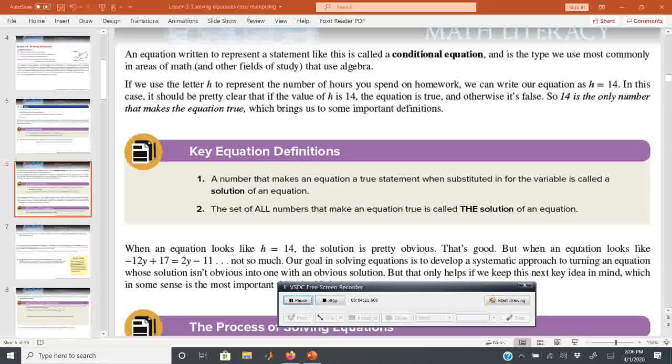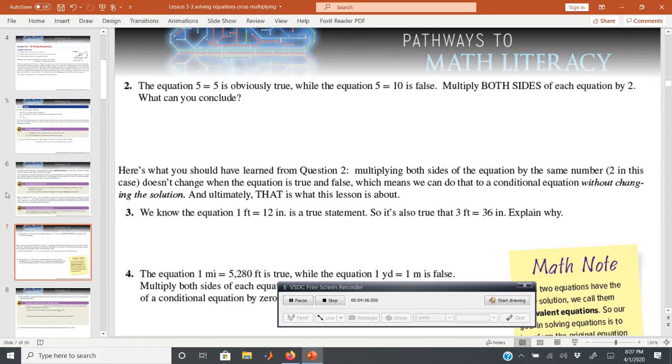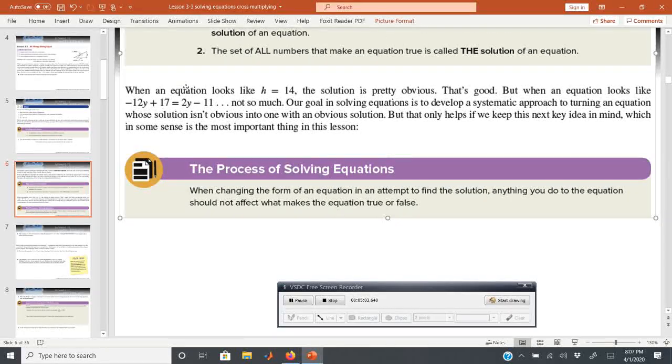So, key definitions. A number that makes an equation a true statement is called a solution. If we have an equation with a variable and we find that we can plug a number in and the equation is true, then that number is called the solution. The set of all the numbers that make an equation true is called the solution set of an equation. With more complicated equations, you'll have more than one number that can make the statement true.